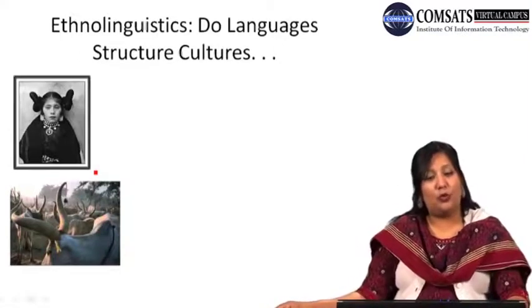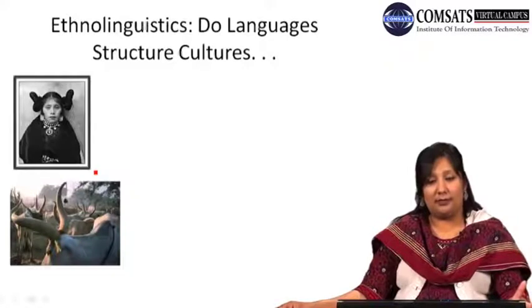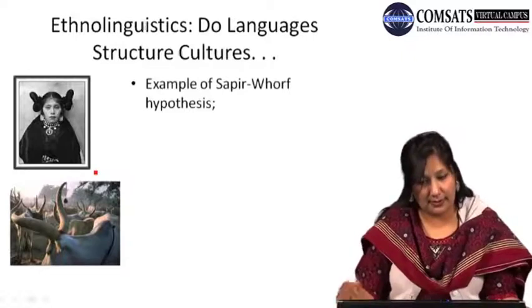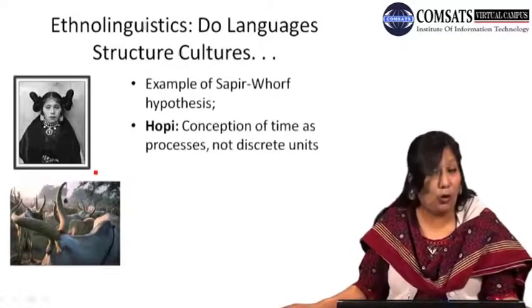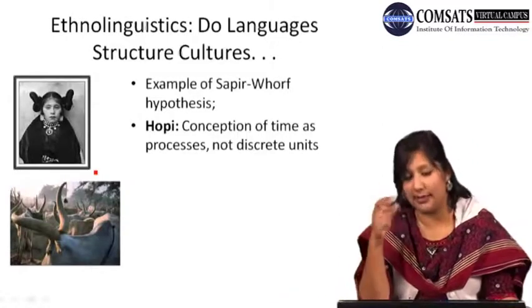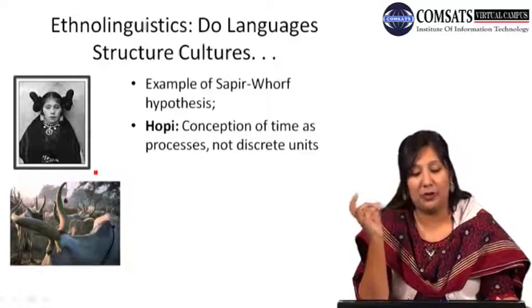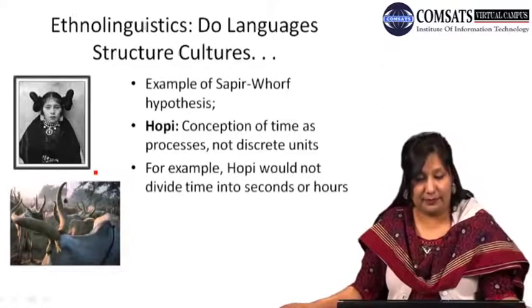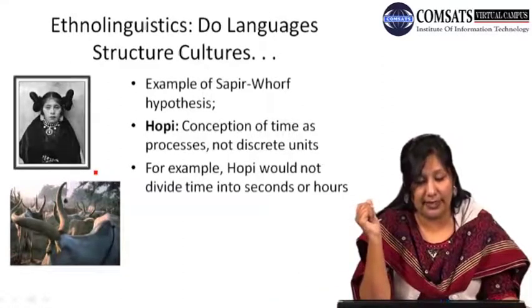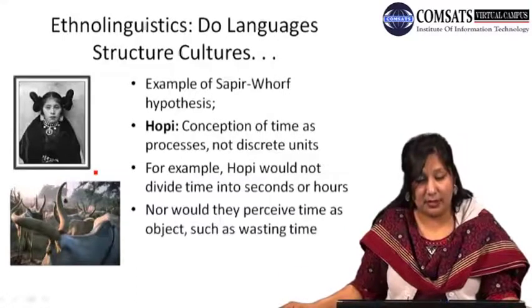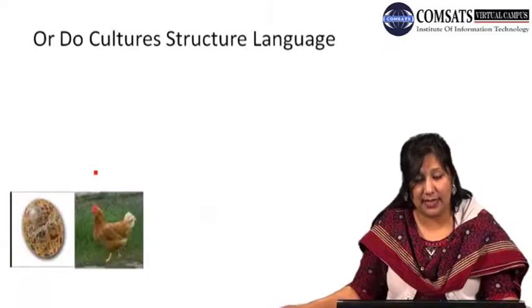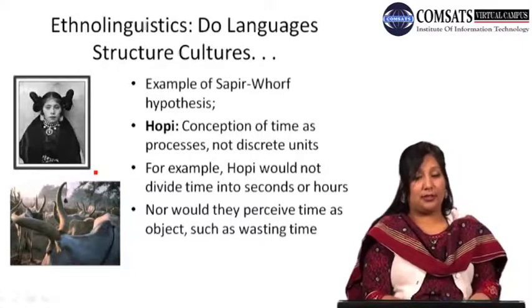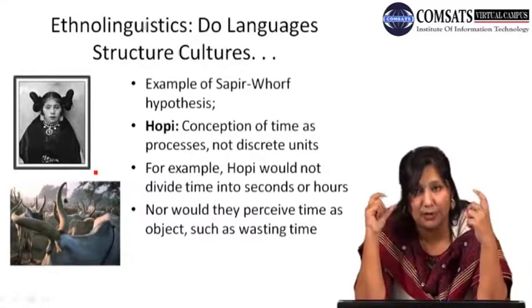Ethnolinguistics and how languages structure cultures as well. An example of the Sapir-Whorf hypothesis is the Hopi language, which has a conception of time as a process, not as discrete units. For example, Hopi would not divide time into seconds or hours, nor would they perceive time as an object, such as wasting time. This is the best example of the Sapir-Whorf hypothesis.